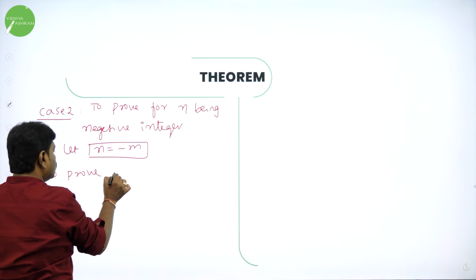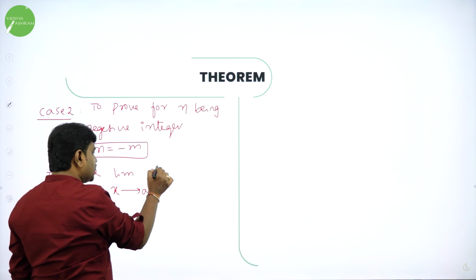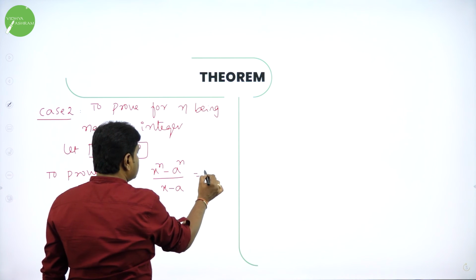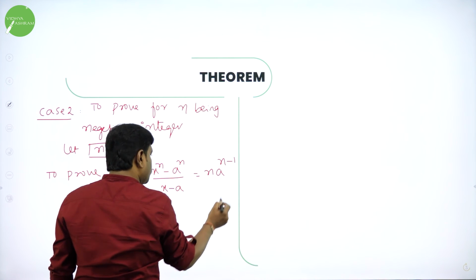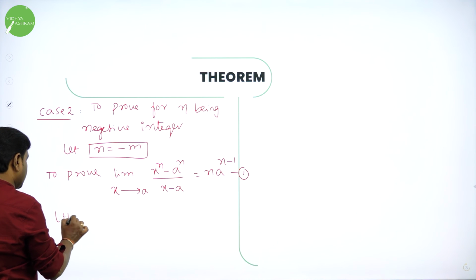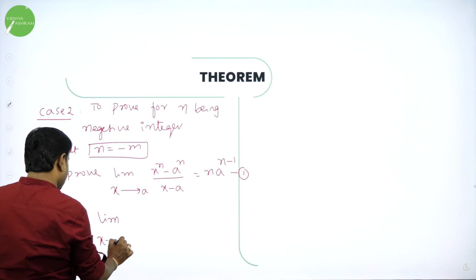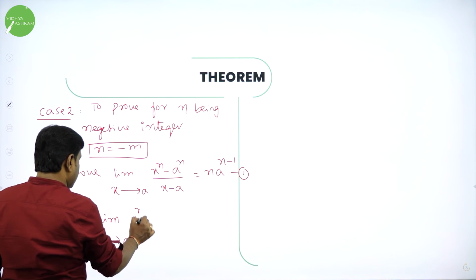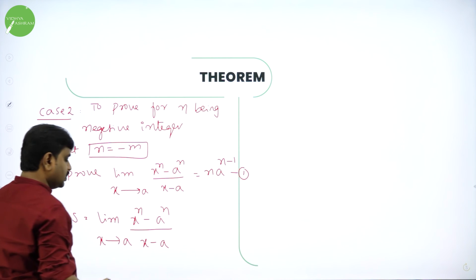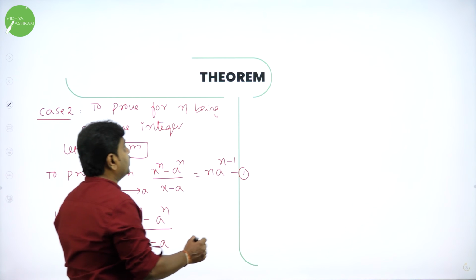The proof is the same. To prove limit x tends to a, x power n minus a power n divided by x minus a, equals n into a power n minus 1. To prove is the same; call it equation 1. So now I will take LHS and arrive at RHS. What is LHS? Limit x tends to a, x power n minus a power n divided by x minus a. Now in the place of n put minus m.